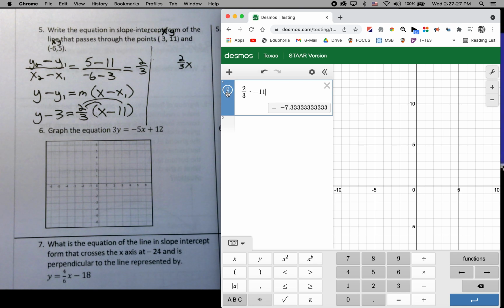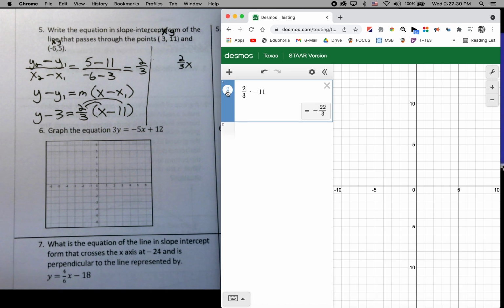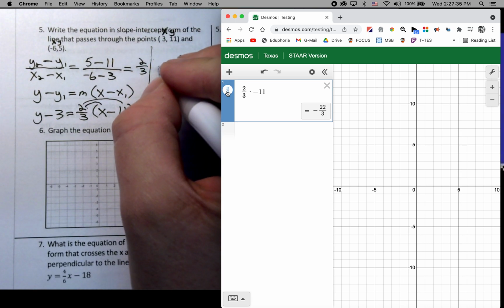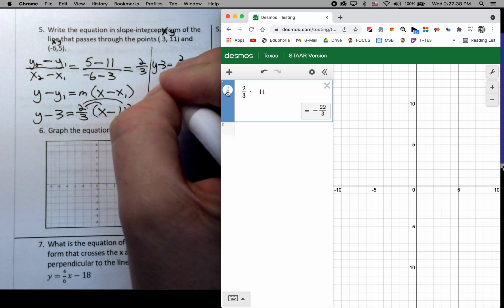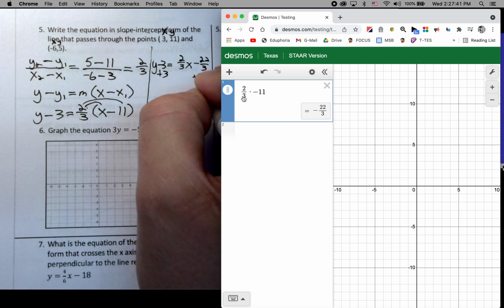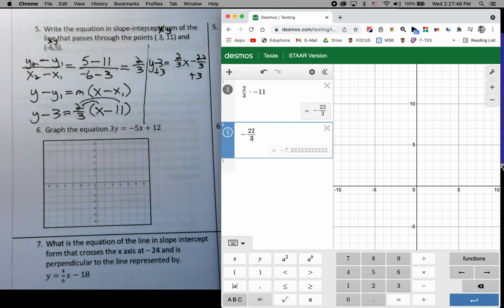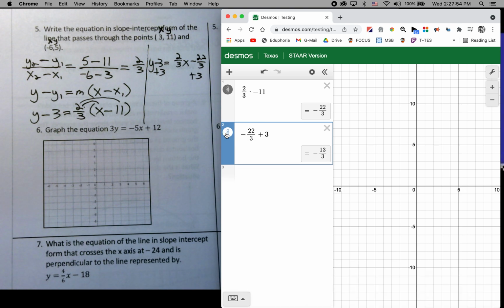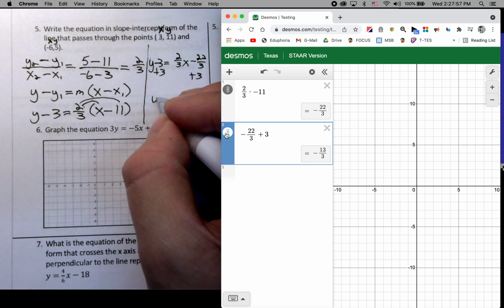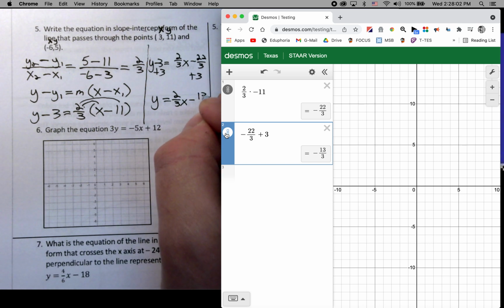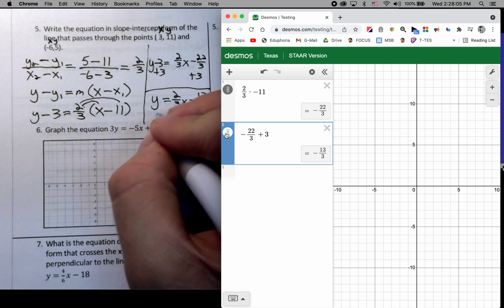And I don't like that decimal. I'm going to turn it into a fraction, negative 22 over 3. And then I still got that y minus 3 here. Now I need to add 3 to both sides. So I'm going to take negative 22 divided by 3, and then I'm going to add 3 and turn that back into a fraction. And so I get y equals 2/3 x minus 13 over 3. And there we go. That is my answer.